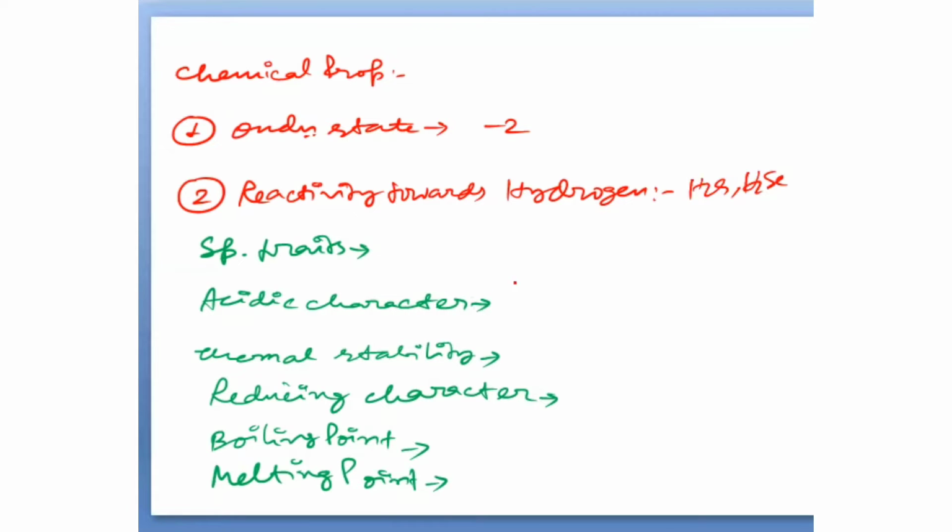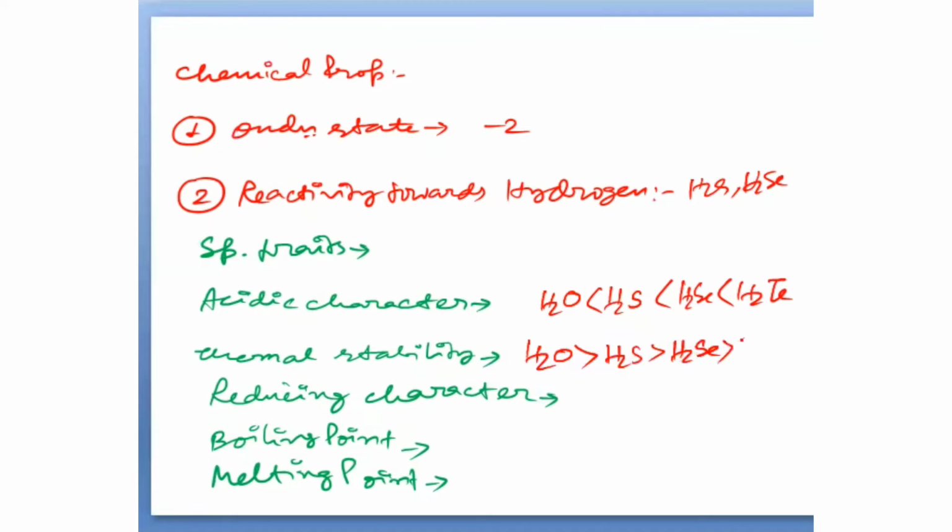First is our acidic character. Now acidic character increases down the group. That means H2Te is greater than H2Se, greater than H2S, greater than H2O. Then our thermal stability. In the case of thermal stability, the order gets reversed. That means thermal stability decreases down the group. That means H2O is greater than H2S, greater than H2Se, greater than H2Te.